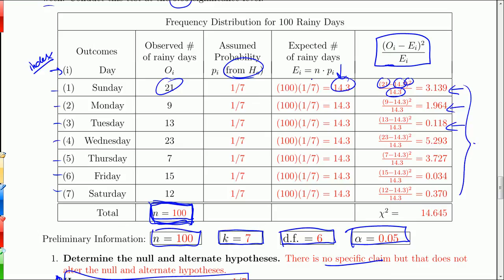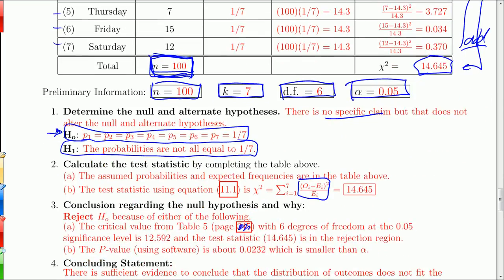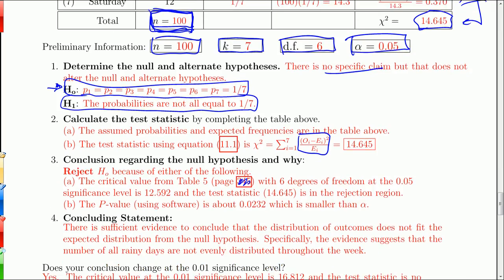And then if you add these all up, you get 14.645. So the test statistic is 14.645. Boop, comes right from the bottom of that last column. So now we have to determine, do we reject or fail to reject the null hypothesis?